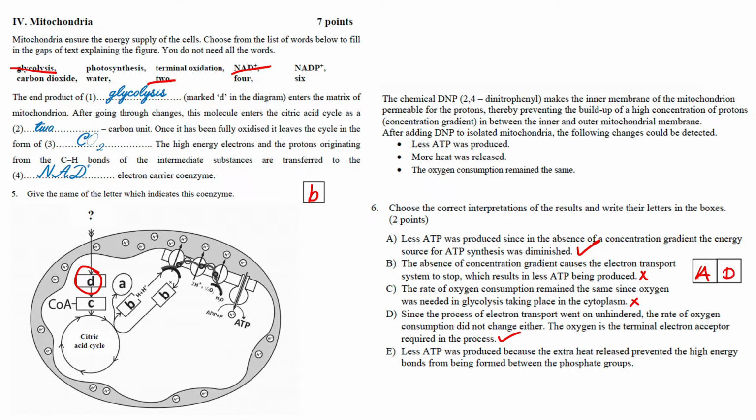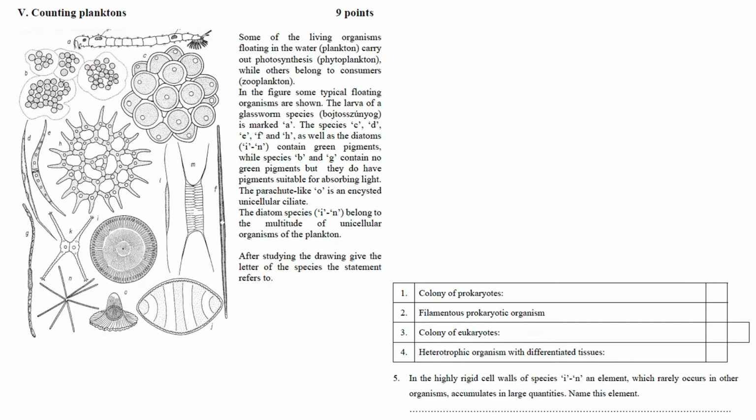And obviously the last statement is not true, but let's read it. Less ATP was produced because the extra heat release prevented the high energy bonds from being formed between the phosphate groups. No. Okay, so these were the good answers. I hope it was clear. This is not a nice X, okay. Let's move on to the fifth exercise. Counting planktons. Some of the living organisms floating in the water, plankton, carry out photosynthesis.